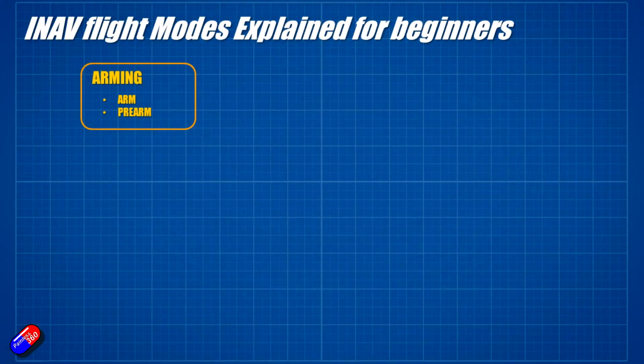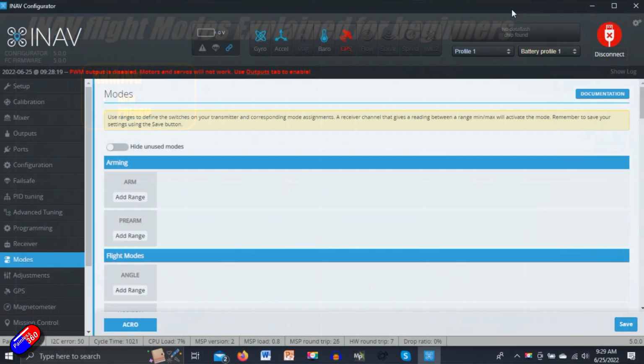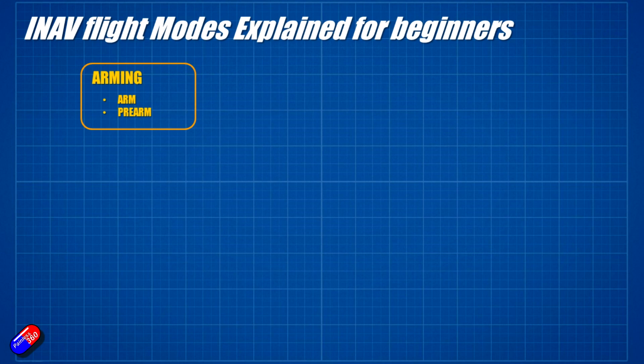So let's start with the simple ones, good old arming the model. The first two we're going to talk about then are arming and pre-arming. So arming is like the throttle cut switch, but it's a little bit more than that. If you're used to setting up a switch on your radio that you use to make sure that you can't accidentally move the throttle and start the motor and props turning, this is kind of the equivalent.